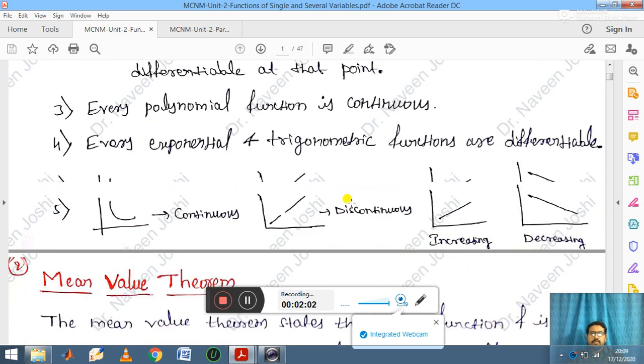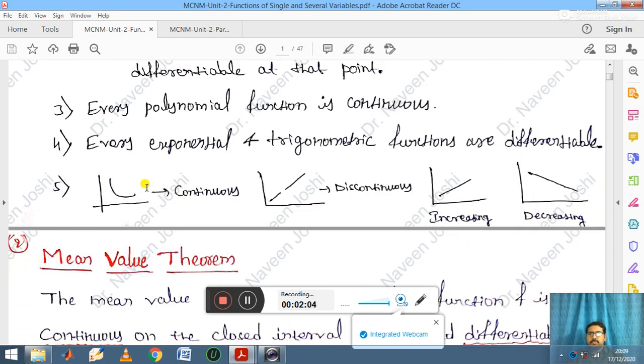Similarly, you can take this curve. See here, this is also showing a continuous function, and the second graph is showing a discontinuous function. Why? Because there is a break in between the curves. So this is an example of a discontinuous function, and these two are examples of continuous functions.